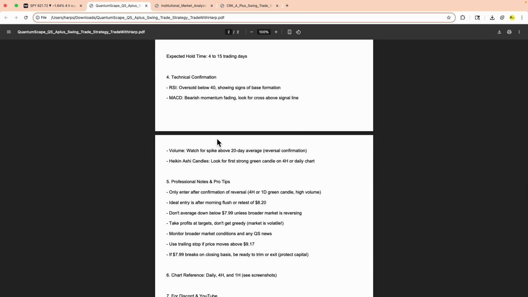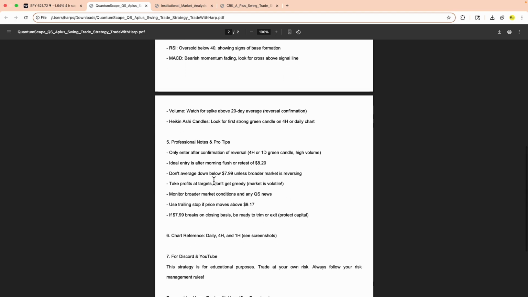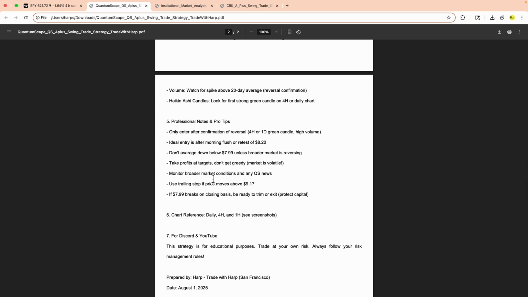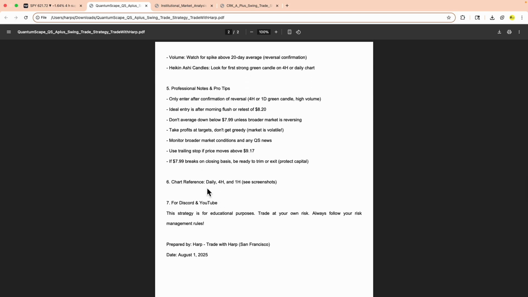Let's go back to the chart and volume. This is very important. Watch for a spike above the 20-day average, reversal confirmations, and Fibonacci candles. Look for the first strong green candle on the 4-hour and daily chart. Professional notes: only enter after confirmation of reversal. Ideal entry is after the morning flush or a retest of 820. I will explain what a retest is. Don't average down, and take profit at targets. All this is daily, 4-hour and 1-hour chart analysis.